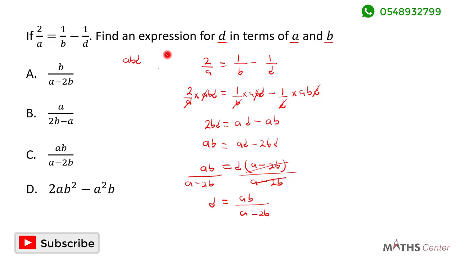So when we express D in terms of A and B, we are going to have D is equal to AB divided by A minus 2B. When you look through the options, you see that the correct option is C, AB divided by A minus 2B.